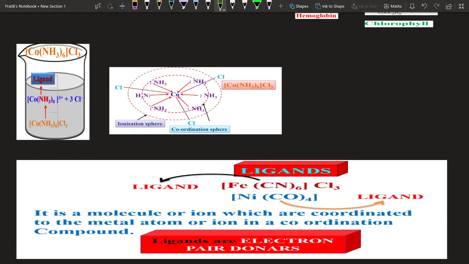Student, see, the bond between cobalt and chlorine is broken. It indicates the bond between cobalt and chlorine is what? Ionic. Can I say the ionic bond is broken by water? So it is a weaker bond. And here, if you see, the bond between cobalt and the ammonia is what? Coordinate bond, and this bond is more in number as compared to the ionic bond, and this bond is not broken by water.